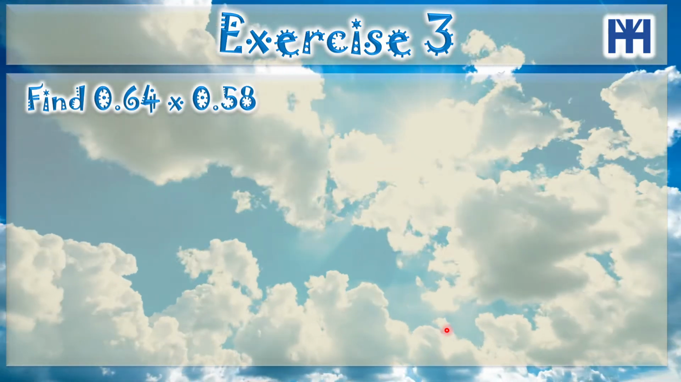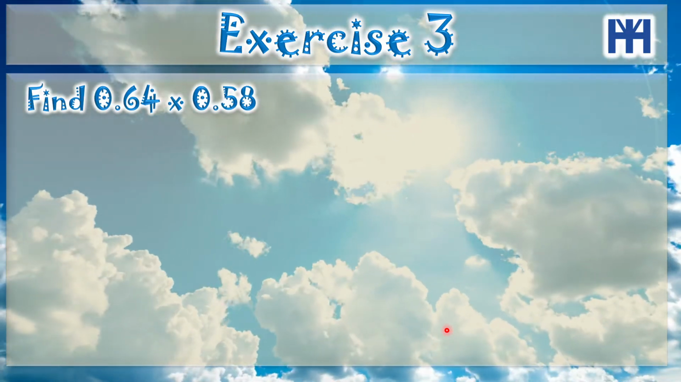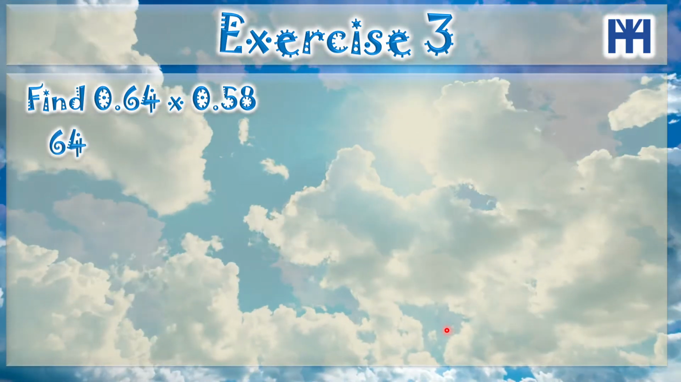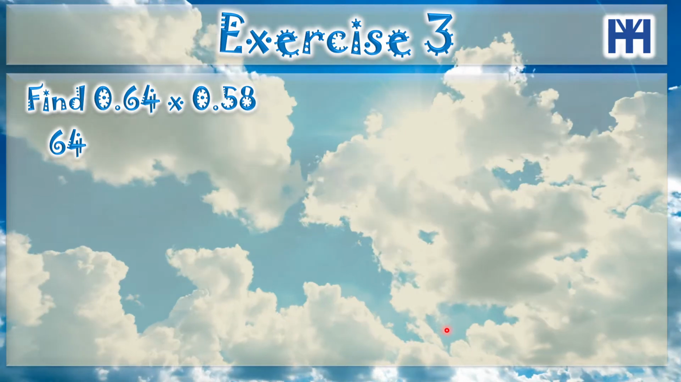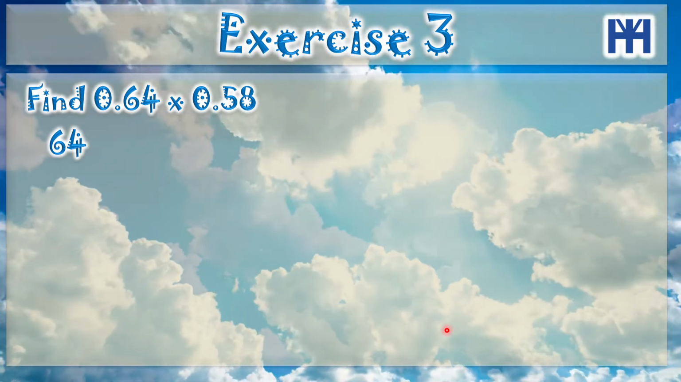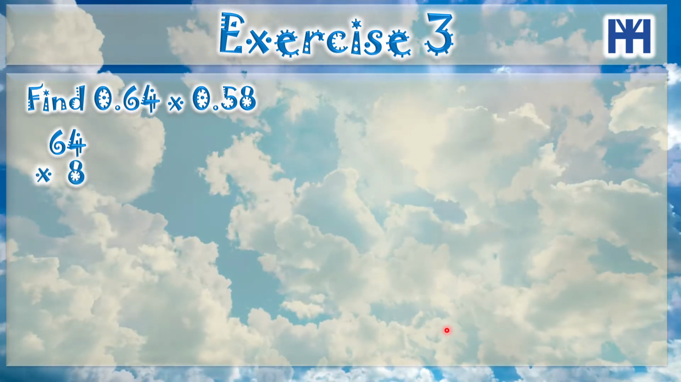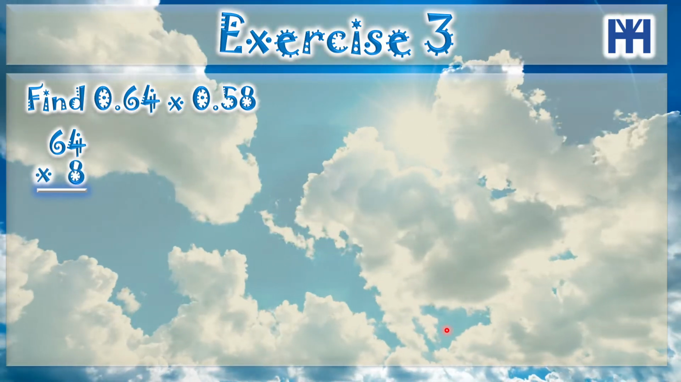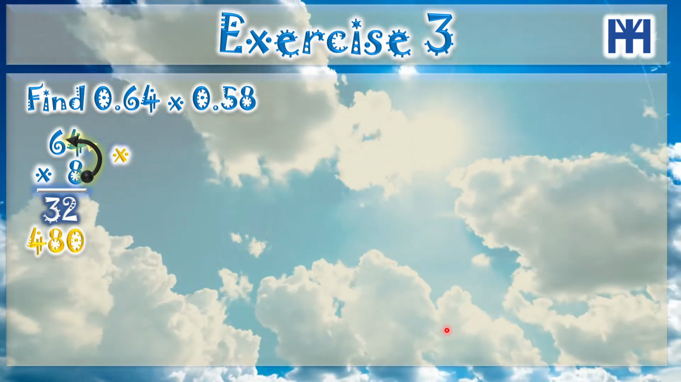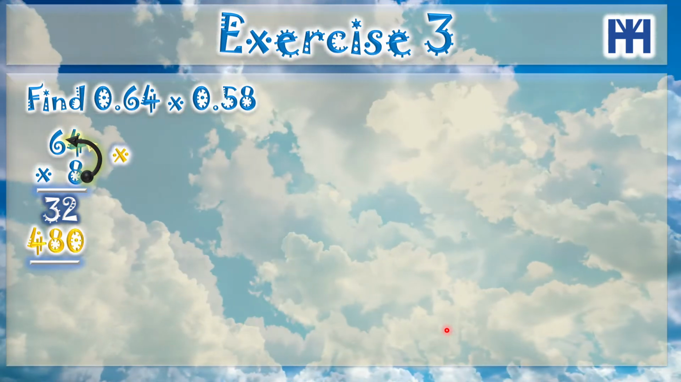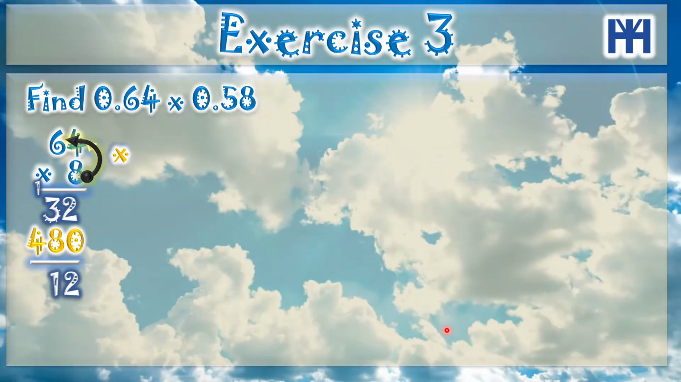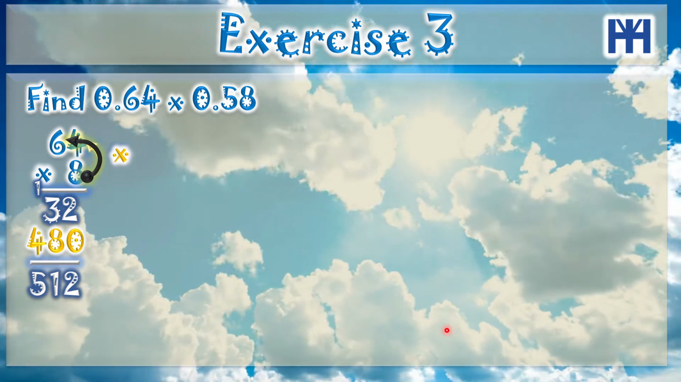Exercise 3. Find 0.64 multiplied by 0.58. Okay, so let's find the multiplication of 64 and 58, not 0.64 and 0.58. So let's find 64 times 8 first. So 8 times 4, 32, 8 times 60, 480. So 2 plus 0, 2, and 3 plus 8, 11, 1, and 1 will go up here, and 1 plus 4, 5. So it's 512.